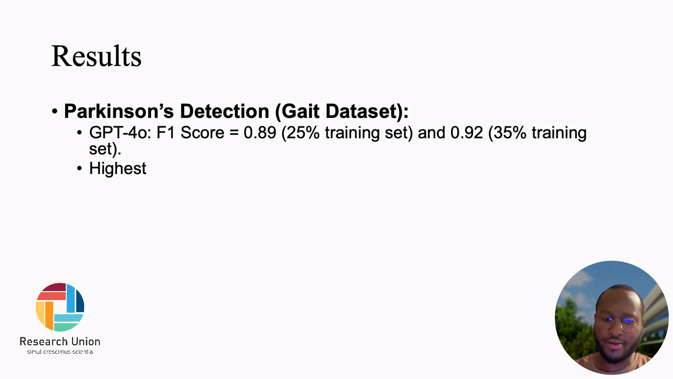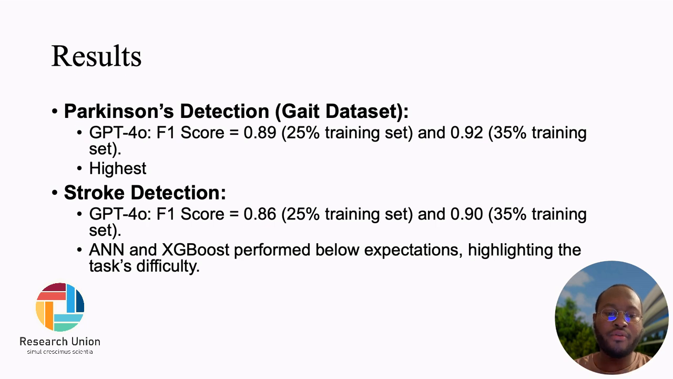So these are the results for the Parkinson's. For the generative model, I obtained an F1 score of almost 0.9 using just 25% of the training data, and 0.92 F1 score for a training set of 35%, which is really the highest compared to the remaining models in this Parkinson's.